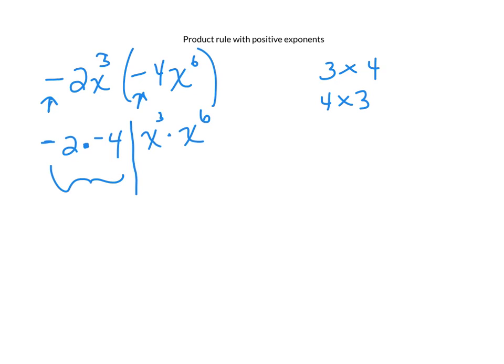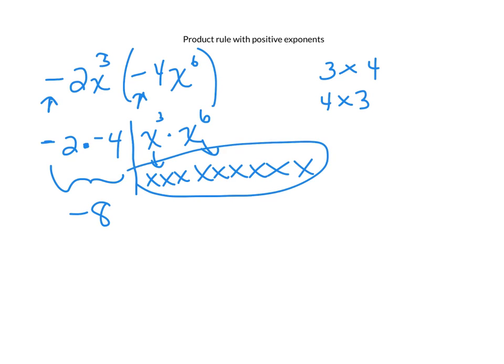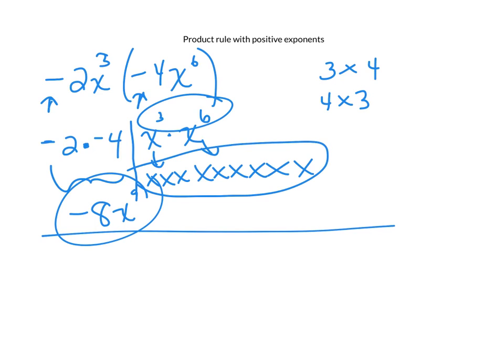Negative 2 times negative 4, that's going to give us a positive 8. And if I forget all of my rules of exponents, you totally can recover it. X to the 3 means 3 x's. X to the 6 means 1, 2, 3, 4, 5, 6. So maybe you forgot the rule that you had to add them. All you have to do now is look, how many x's do we have? Oh, x to the 9. So now you've already reminded yourself, I just need to add these exponents. That's the answer right there. That's it, done.